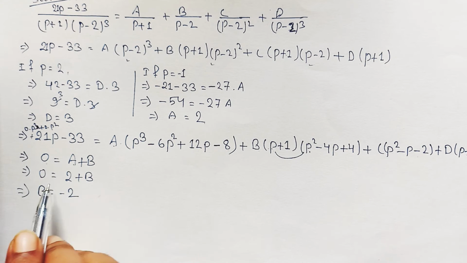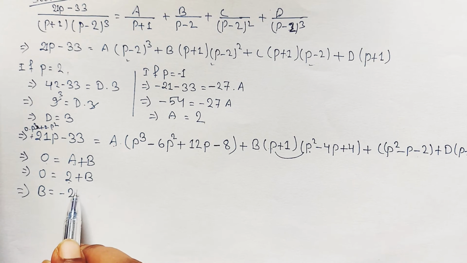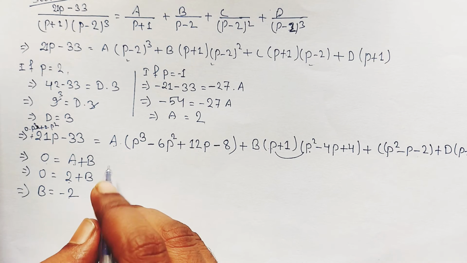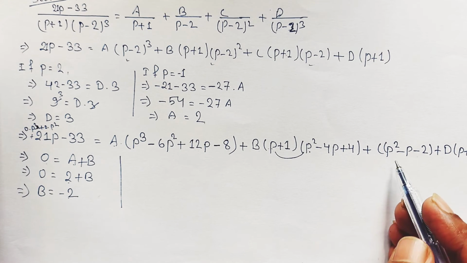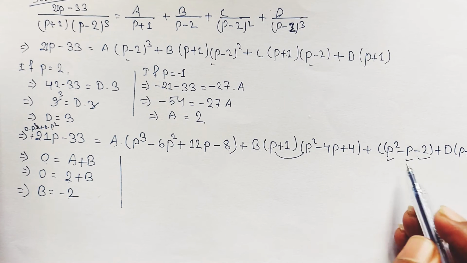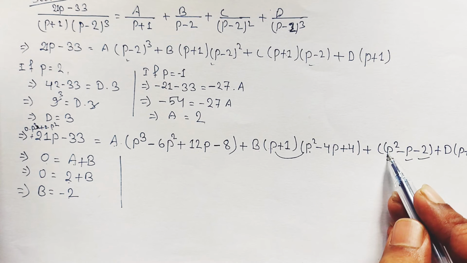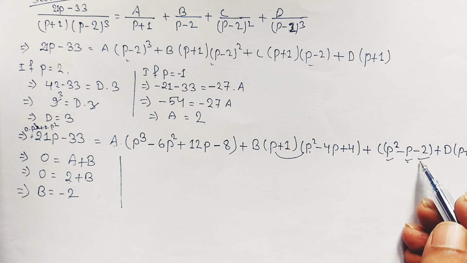is 0, so 0 equals a plus b, and we have put the value of a equals 2. So from here we have got the value of b equals -2. Now we need to find the value of c. So how are we going to find the value of c? We can use any of the three conditions, that is either we can take the coefficient of p^2, or the coefficient of p, or the coefficient of the constant term -2.